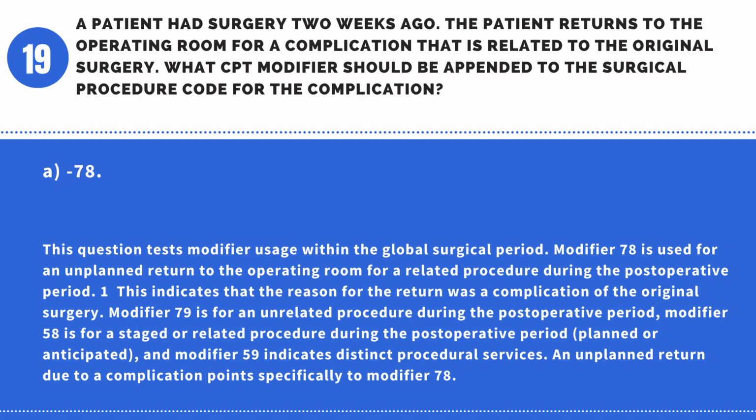Modifier 79 is for an unrelated procedure during the postoperative period. Modifier 58 is for a staged or related procedure during the postoperative period, planned or anticipated, and modifier 59 indicates distinct procedural services. An unplanned return due to a complication points specifically to modifier 78.